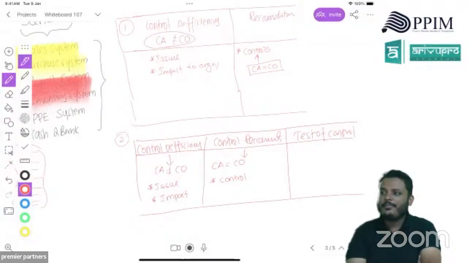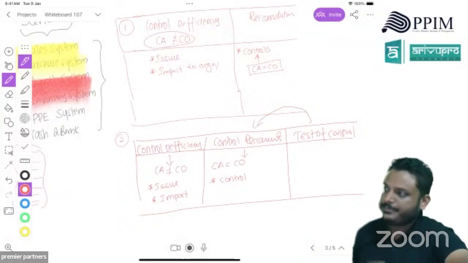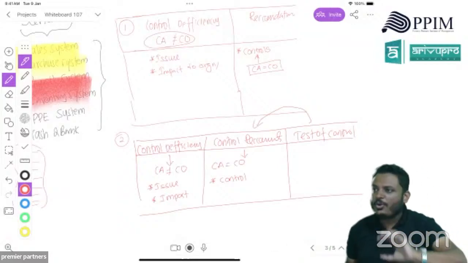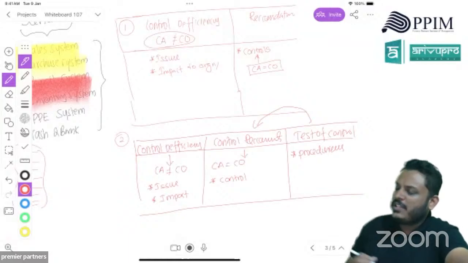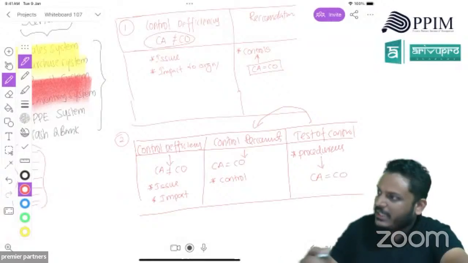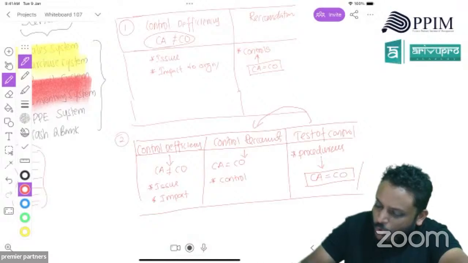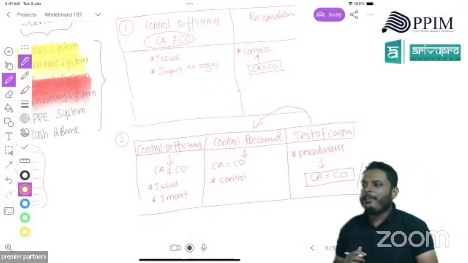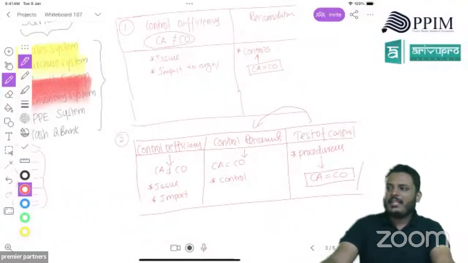But test of control, what are you going to write under test of control? Test of controls means you have already suggested a control here. Now you are going to perform procedures to check whether the control you suggested meets its control objective or not. That is what we call test of control.